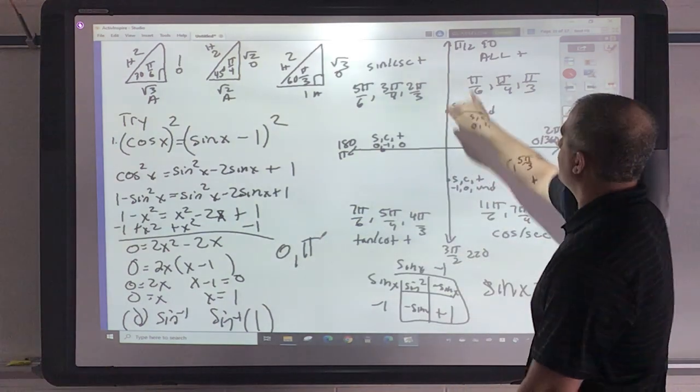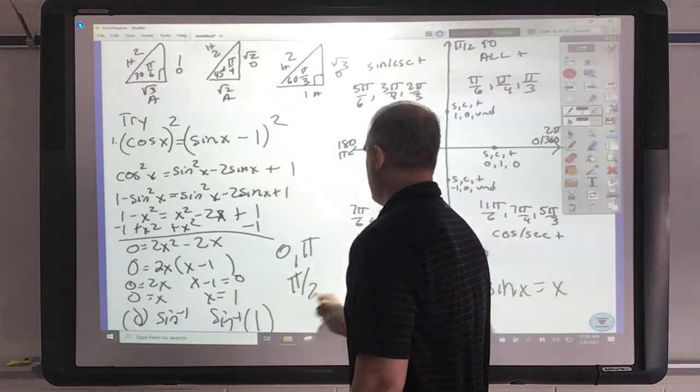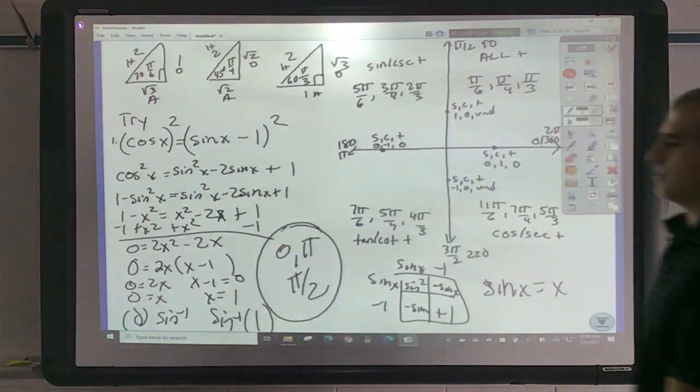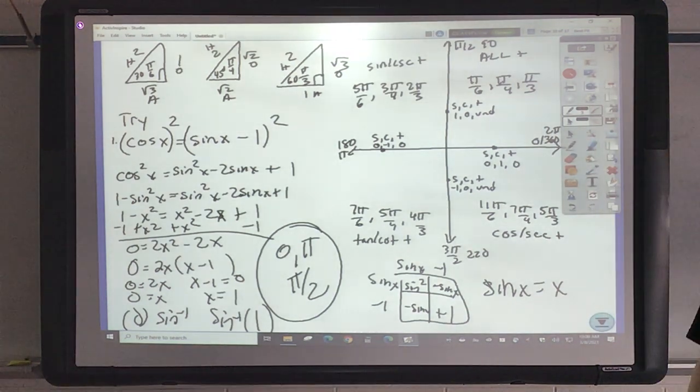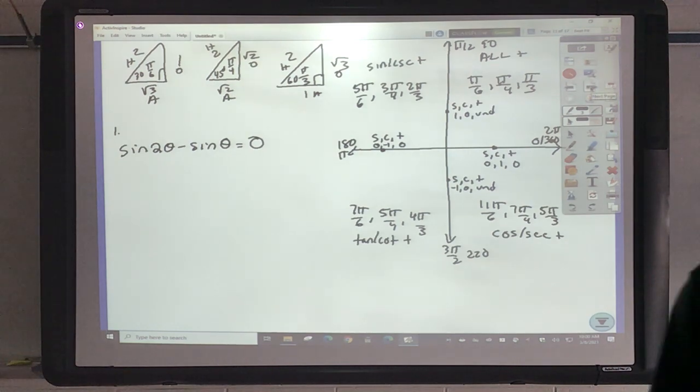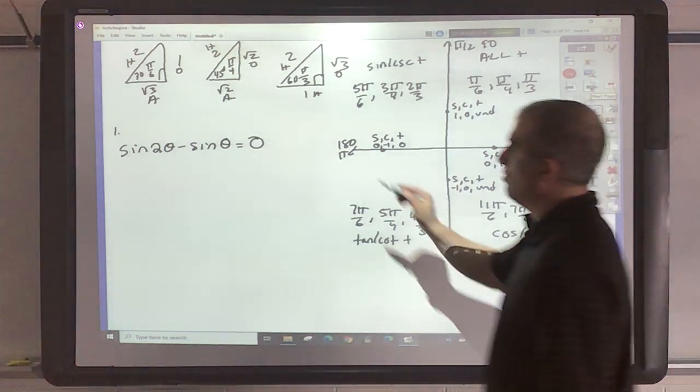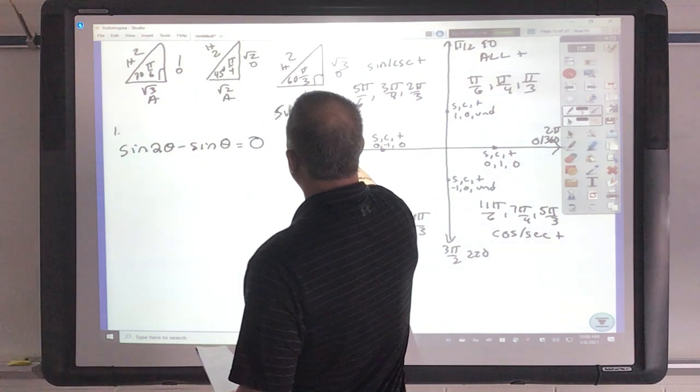Inverse sine of 1 is just going to be pi over 2. Okay? All right, let's go ahead and roll into the last part of this, which is with the double angle identities. Okay? So what you want to do is sub for the double.